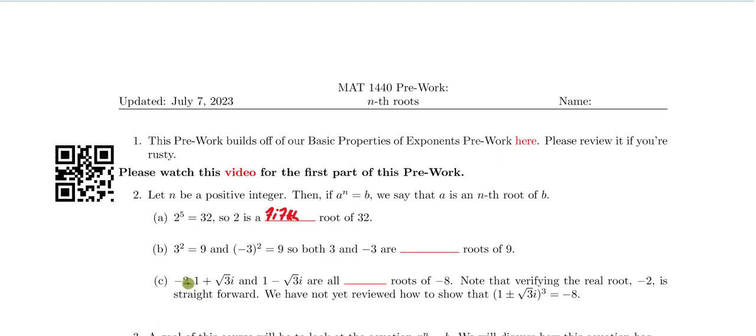of 32. Likewise, if we took the number 3 and squared it, we'd get 9. If we took the number -3 and squared it, we'd get 9. So we say that both 3 and -3 are square roots of 9. Notice that this is plural. There are 2 square roots of the number 9 here.